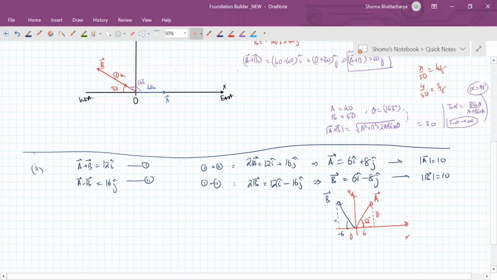This is minus 6. Oh, sorry, my mistake. The vector B is in the fourth quadrant, not the second quadrant. So what we did earlier was correct. Okay. So the vector B is like this. This is minus 8 and 6. So this angle is 53. So you can see the angle between A and B is 53 plus 53, so 106 degrees. So this and these are the magnitudes.